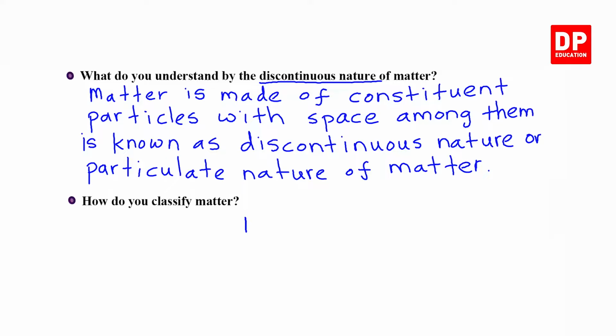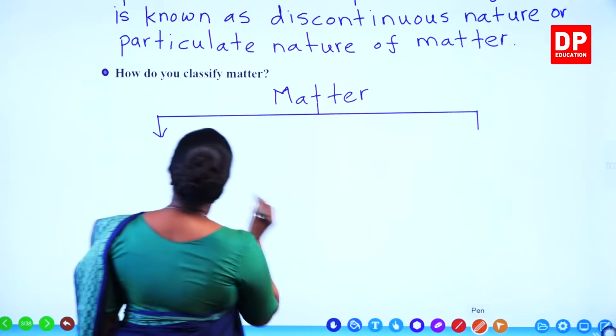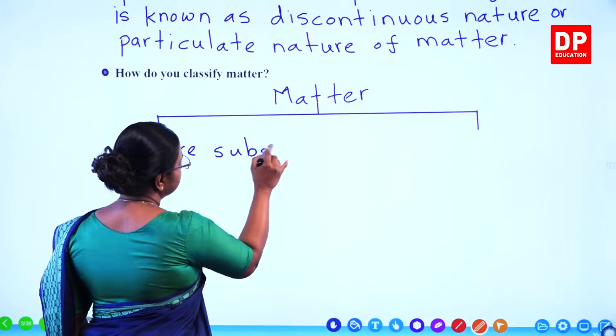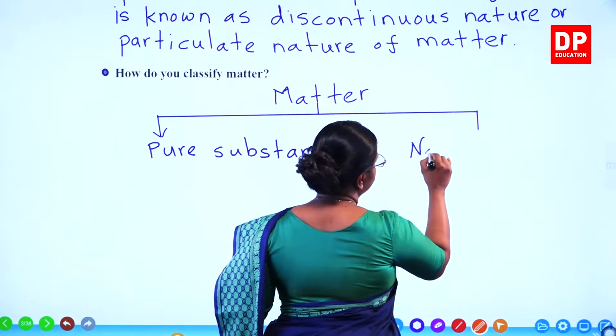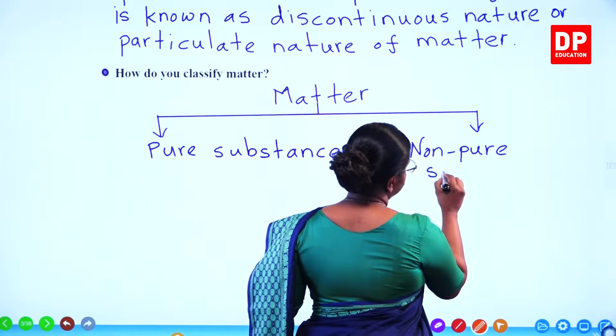So here we can classify matter as two main components. That is pure substances and non-pure substances.